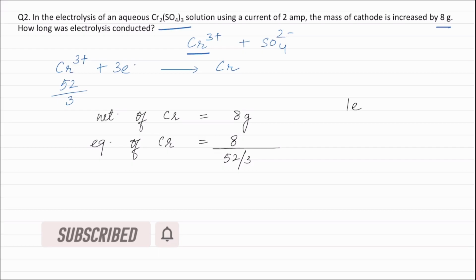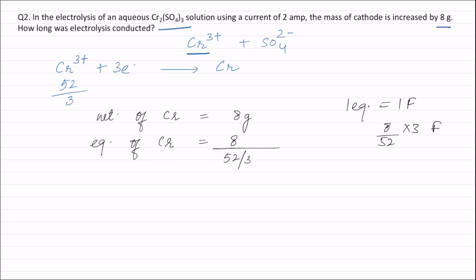Now we know that one equivalent of matter is liberated by 1 Faraday of electricity. Therefore, Faradays of electricity consumed in this electrolysis will be equal to equivalents of chromium, that is 8 by 52 into 3 Faradays. Therefore, the charge in coulombs will be, 1 Faraday is equal to 96500 coulombs. Therefore, 8 by 52 into 3 Faradays will be equal to 8 by 52 into 3 into 96500 coulombs.